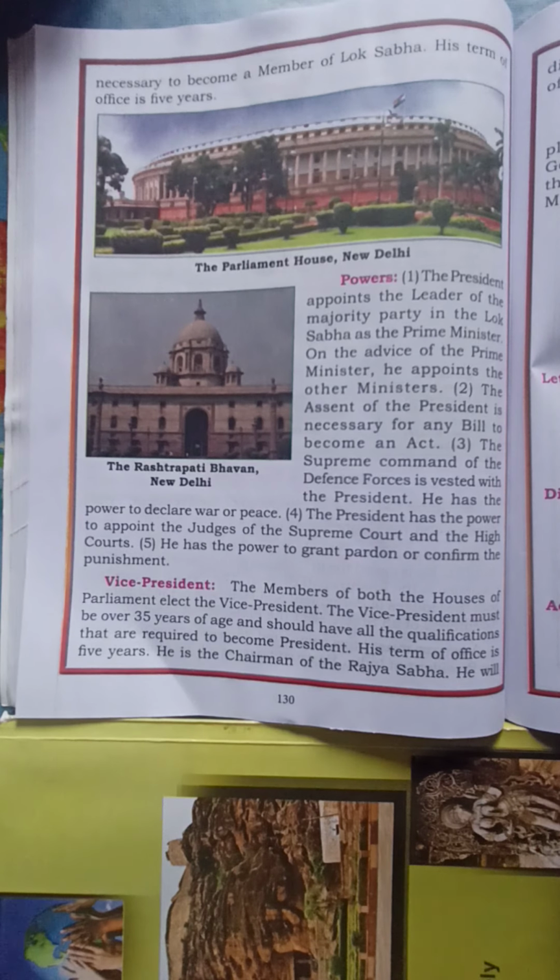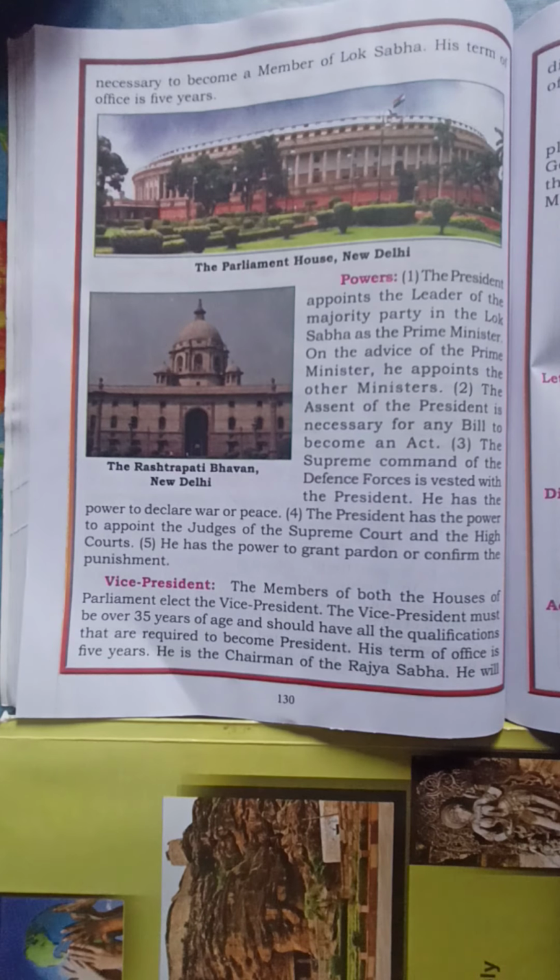The president appoints the leader of the majority party in the Lok Sabha as the prime minister. So who appoints the leader of the majority party in the Lok Sabha as the prime minister? The president. He appoints the other ministers also, on the advice of the prime minister. This is the first power. So which is the first power, children? The president appoints the leader of the majority party in the Lok Sabha as the prime minister, and on the advice of the prime minister he can appoint other ministers.